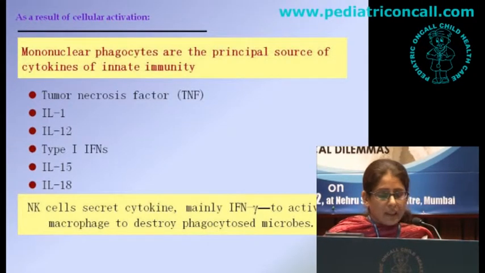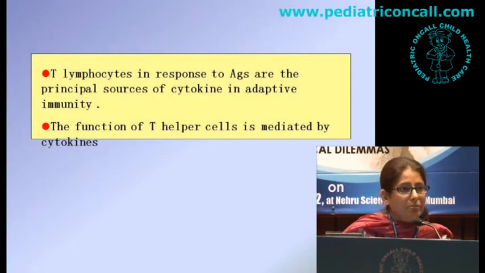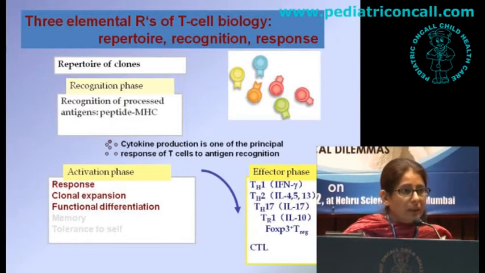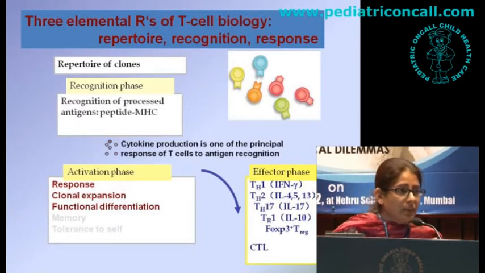So the mononuclear phagocytes are the principal source of cytokines of innate immunity, and they secrete tumor necrosis factor, IL-1, IL-12, type 1 interferons, IL-15, IL-18. The NK cells basically act by secreting interferon gamma, which acts on the macrophages to digest the ingested microbes. The adaptive immune system also, the T cells respond by secreting cytokines, and that's how the T helper cells mediate their function. Now the adaptive immune system produces a Th1, Th2, Th17, and a Treg response, which is shown here: a Th1 response secretes interferon gamma, whereas a Th2 gives IL-4, IL-5, IL-13. A Th17 gives a Th17 response.